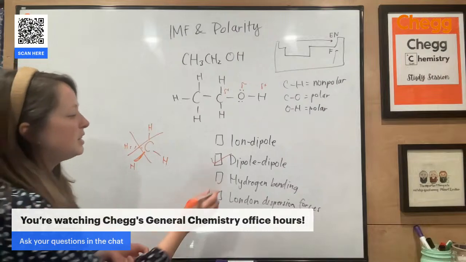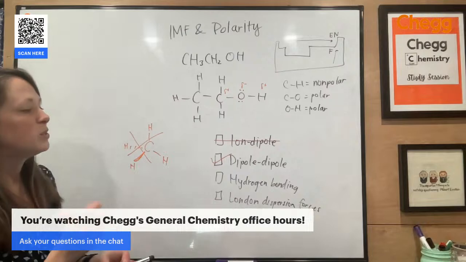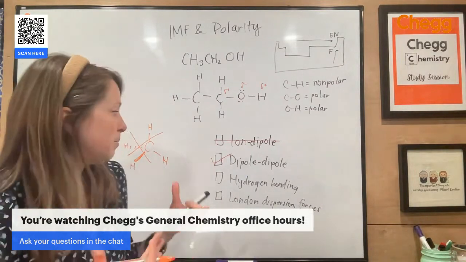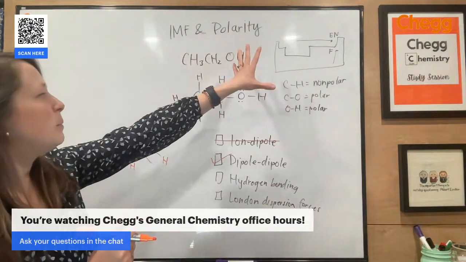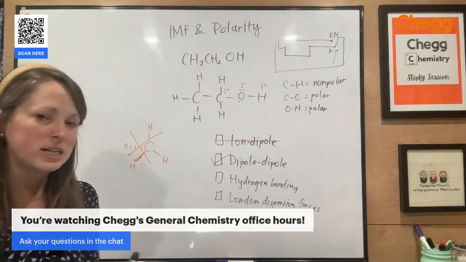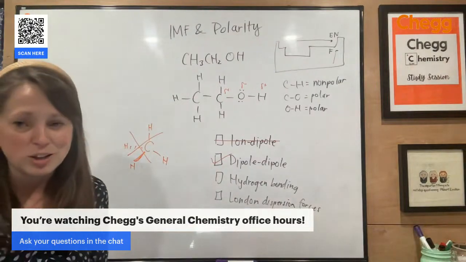It is not going to experience ion-dipole interactions, though, because those only happen when you dissolve an ionic substance in a polar medium. I'm not dissolving an ionic substance. Ethanol is just a polar substance, so this is going to be dipole-dipole. Now the question is, in addition to dipole-dipole interactions, does it experience hydrogen bonding?